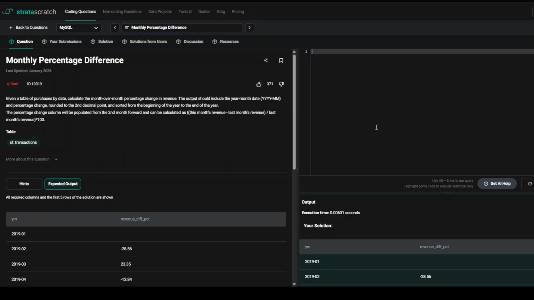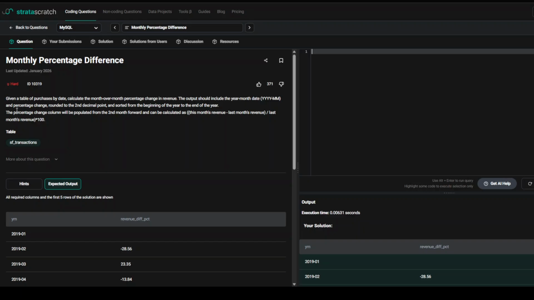This question is about monthly percentage difference. I have been given a table of purchases by date, and we need to calculate the month over month percentage change in revenue. The output should include the year month date, YYYYMM, and the percentage change rounded to the second decimal point, sorted from the beginning of the year to the end of the year. The percentage change column will be populated from the second month forward and can be calculated as this month's revenue minus last month's revenue, divided by last month's revenue, times 100.